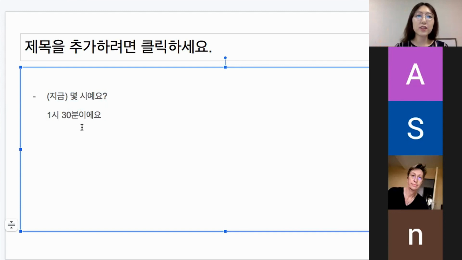Then we can practice this one. I changed 11 to one o'clock because I think 11 is a little difficult for somebody. So 1시. 30. For hours and minutes we use different numbers. 30분이에요. Good. 1시 30분이에요. 1시 30분이에요.